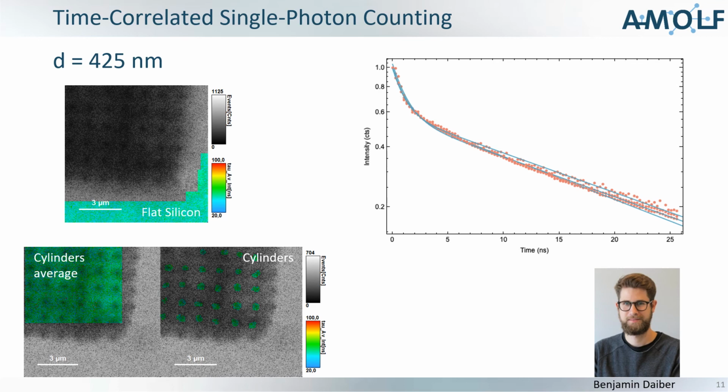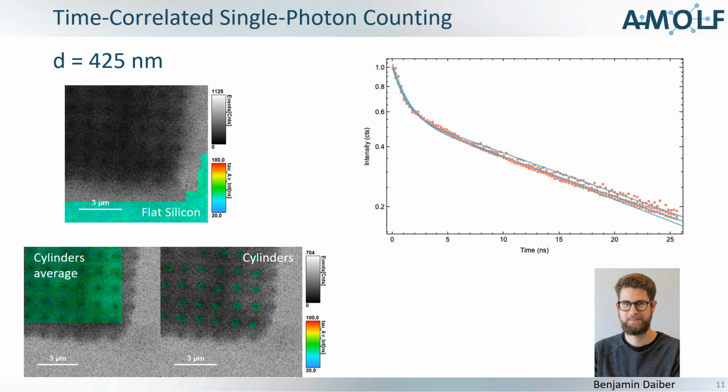Using time-correlated single-photon counting, we can measure what is the lifetime of the quantum dots as a function of position. For the array of 425 nanometer diameter, we here measured as a function of position what is this average lifetime, which is indicated by the color. And for the same optical image 3 times, we have selected 3 regions. One is on the flat silicon, the second is on the array of cylinders, and the third one is only on the cylinder tops. And we see that the colors of the average lifetime is about the same.